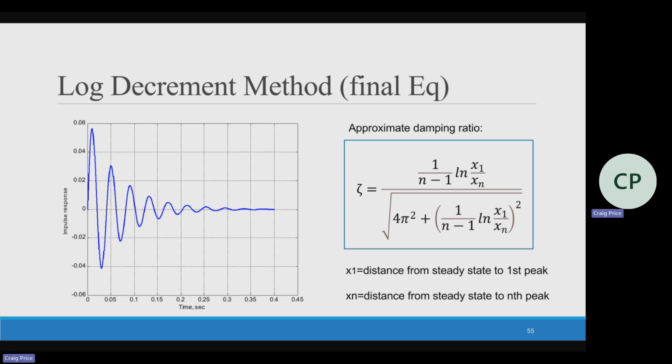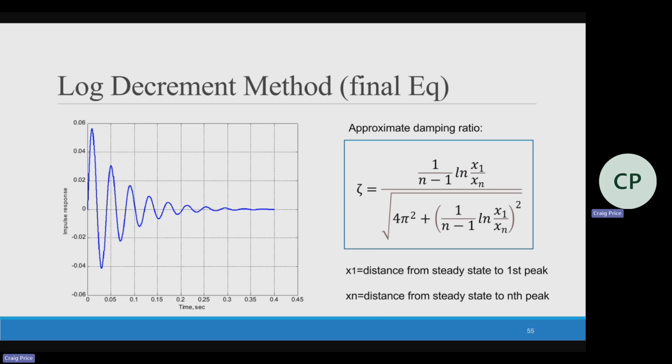Basically, it's a very good approximation of finding the damping ratio based on a lot of peaks. So I'm not just using the first two, but I can look over the peaks until we reach steady state, and we can set it up to find the damping ratio. This is on the equation sheet. You're going to use it.